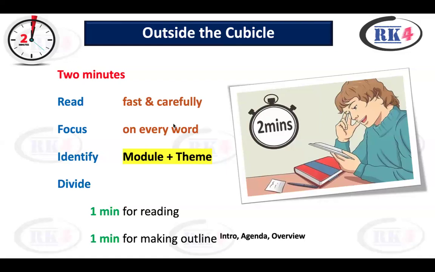So how are you going to divide your 2 minutes? You spare 1 minute for reading what's given and 1 minute for taking an outline. Make a rough introduction in your mind: what's the name of the patient, what's her age, why she's there. And make an agenda. Say you have identified this is a breaking bad news station, so you make an agenda that you're going to follow the SPIKES module, how you're going to break the bad news, then have an overview of how you're going to enter.